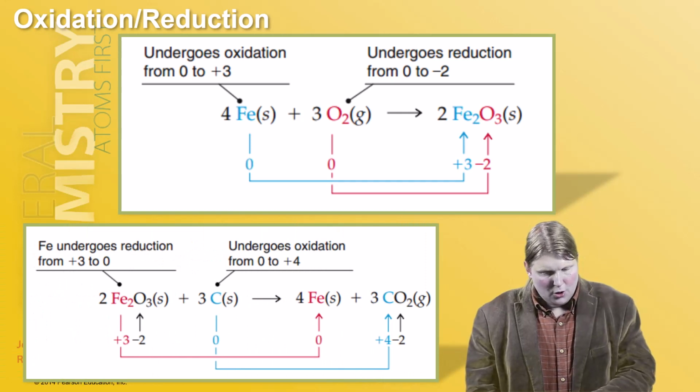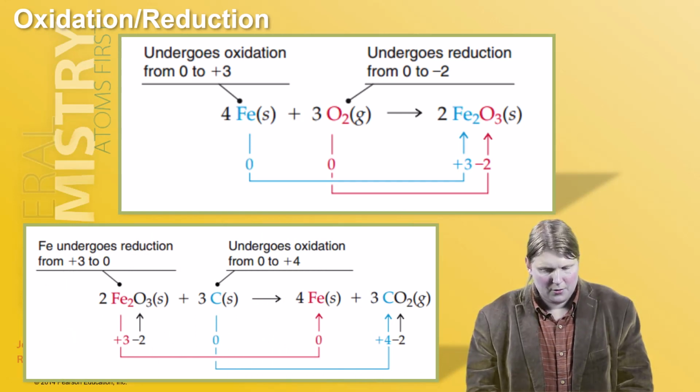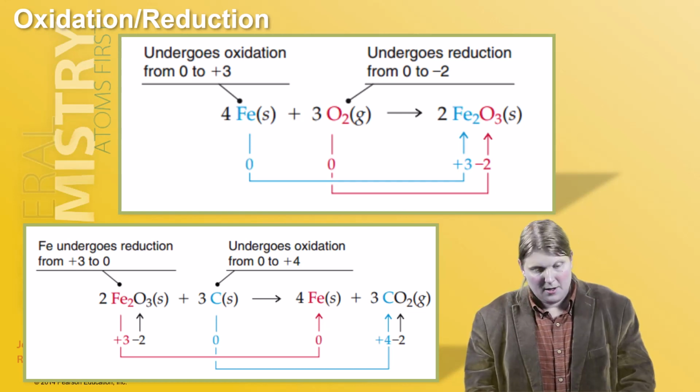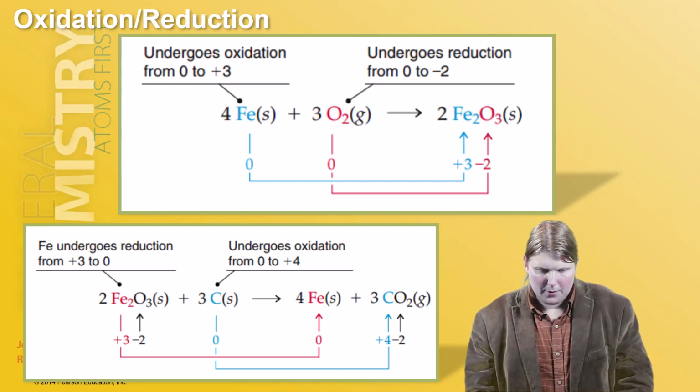And again, they show here another example where we can identify who is oxidized and who's reduced. In this example, the iron is reduced. It goes from +3 to 0, and the carbon is oxidized. It goes from 0 to +4.